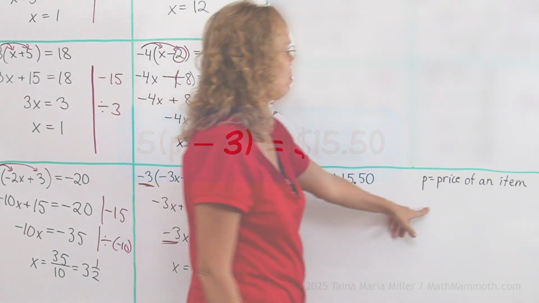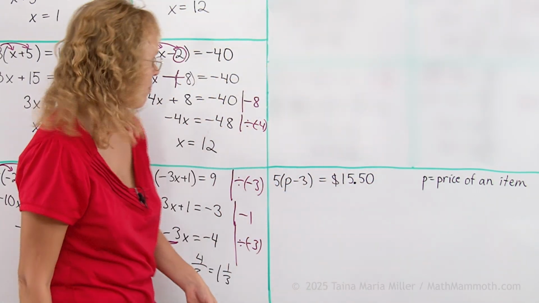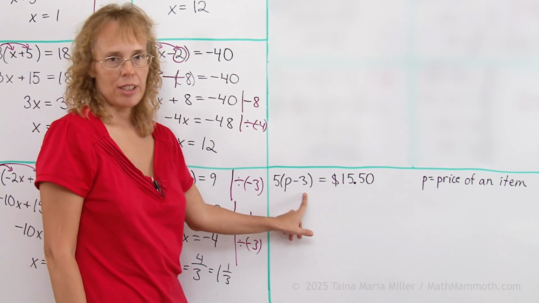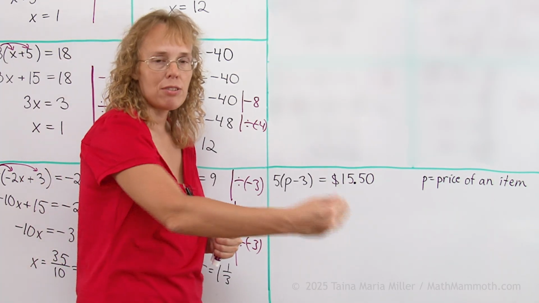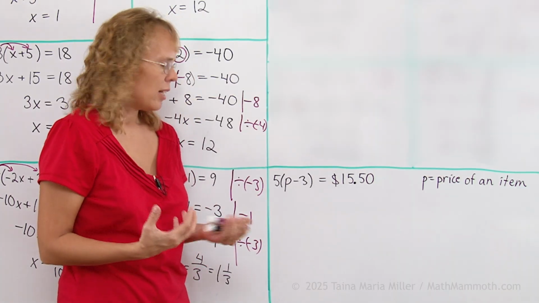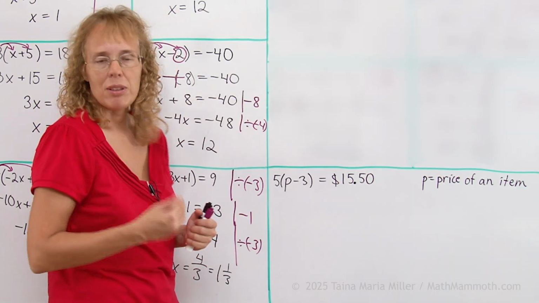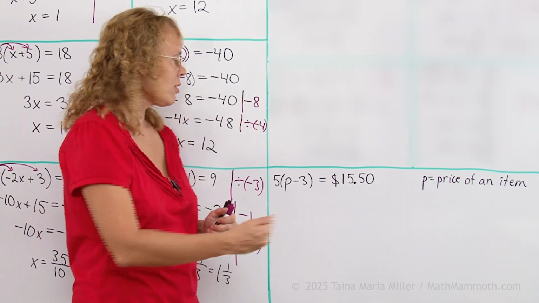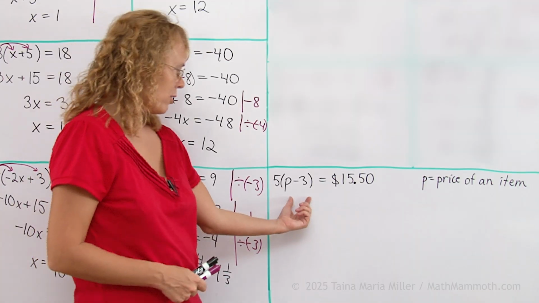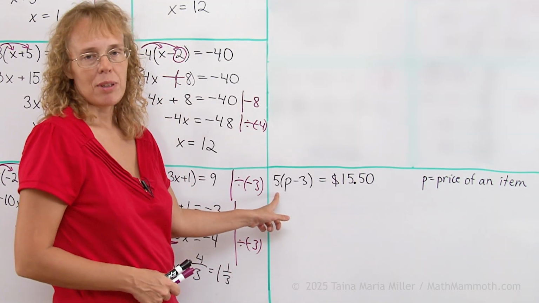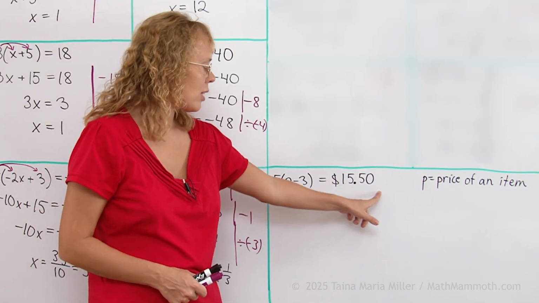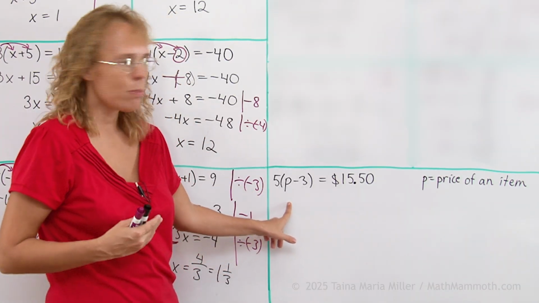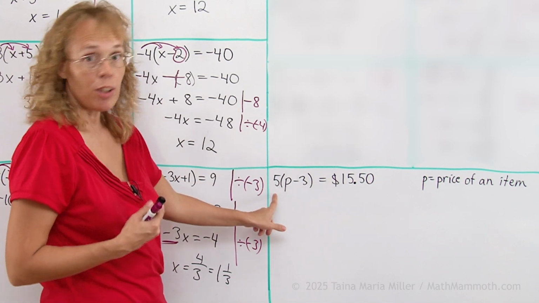I wrote here that P would be the price of some item. And so, thinking of it here, P minus 3 is the price reduced by 3. By 3 what? Well, in the context of money, it would have to be $3. So the price is reduced by $3 first of all, and then that is multiplied by 5 equals that amount. So we could have an item whose price is reduced by $3 and somebody buys 5 of them, right?